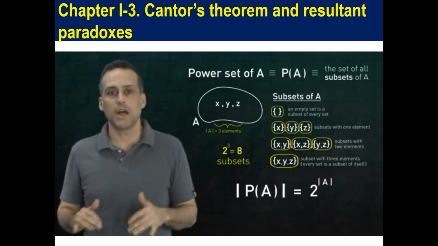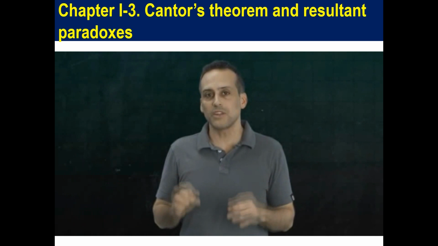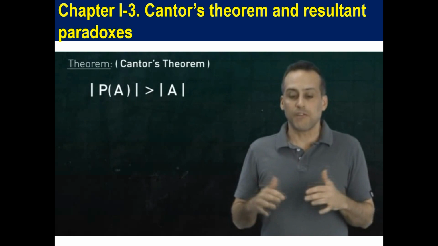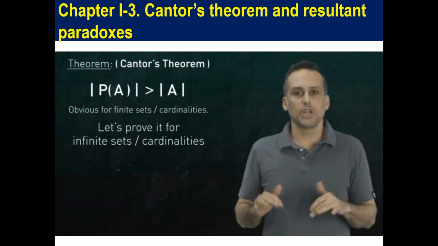Fine. What's really cool is that even without explicitly defining cardinality for infinite sets, you can still show that the cardinality of the power set of A must be strictly greater than the cardinality of the original set A, even when it's infinite. Now for finite sets, that relation is obviously true, we just showed it. But to prove it for infinite sets, we're going to use a beautiful argument that was first made back in the day by Cantor. I'm going to go through this in two stages.